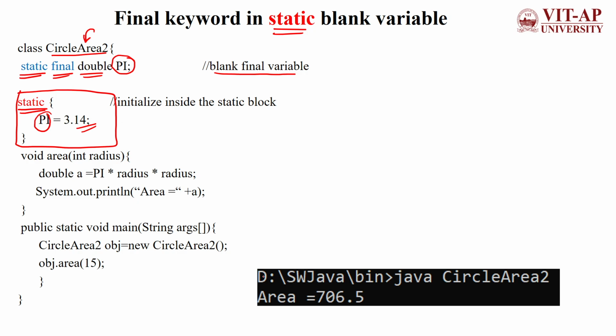Now this executes based upon the declaration of the object variable with respect to the class name, and then we call it by passing the value 15. Now 15 is passed over here, and this calculates the area of the circle. So if the variable is a static final blank variable, then it should be initialized inside the static block only, otherwise it will give you a compile time error.